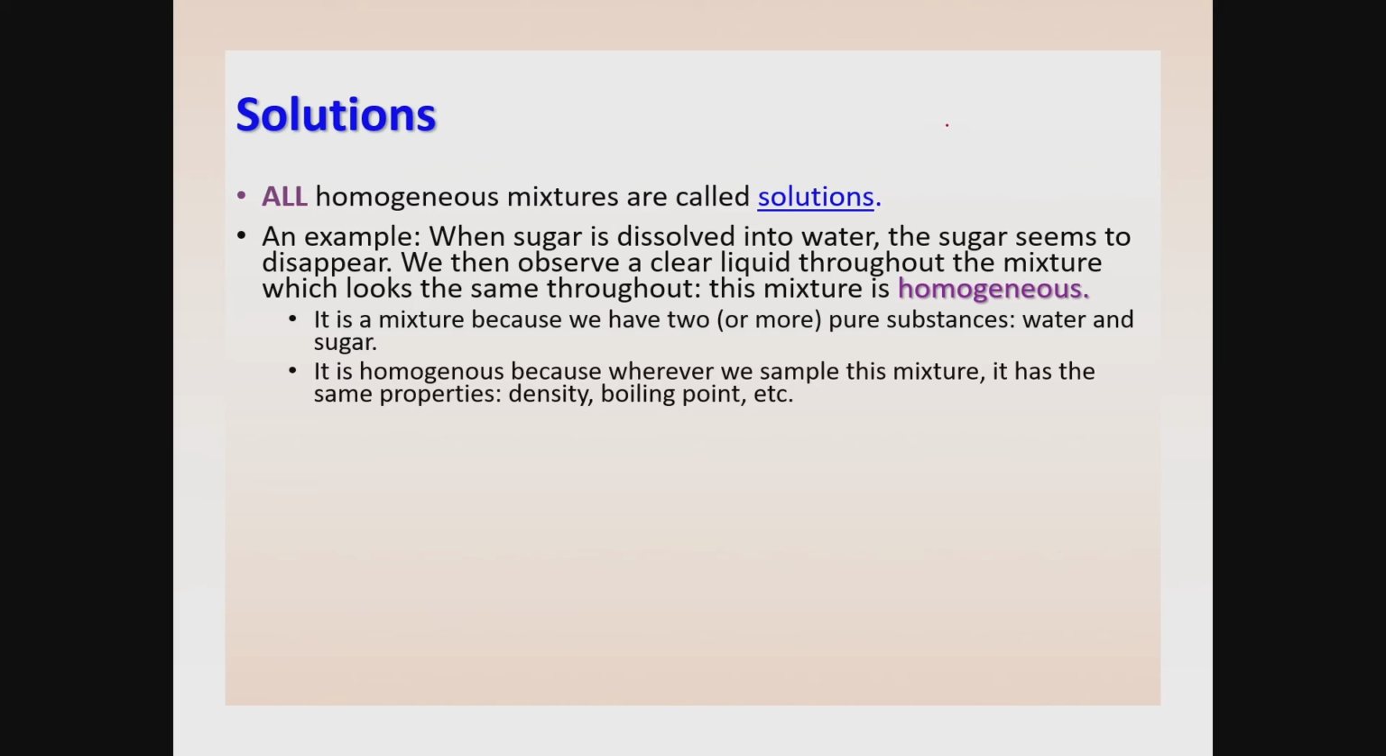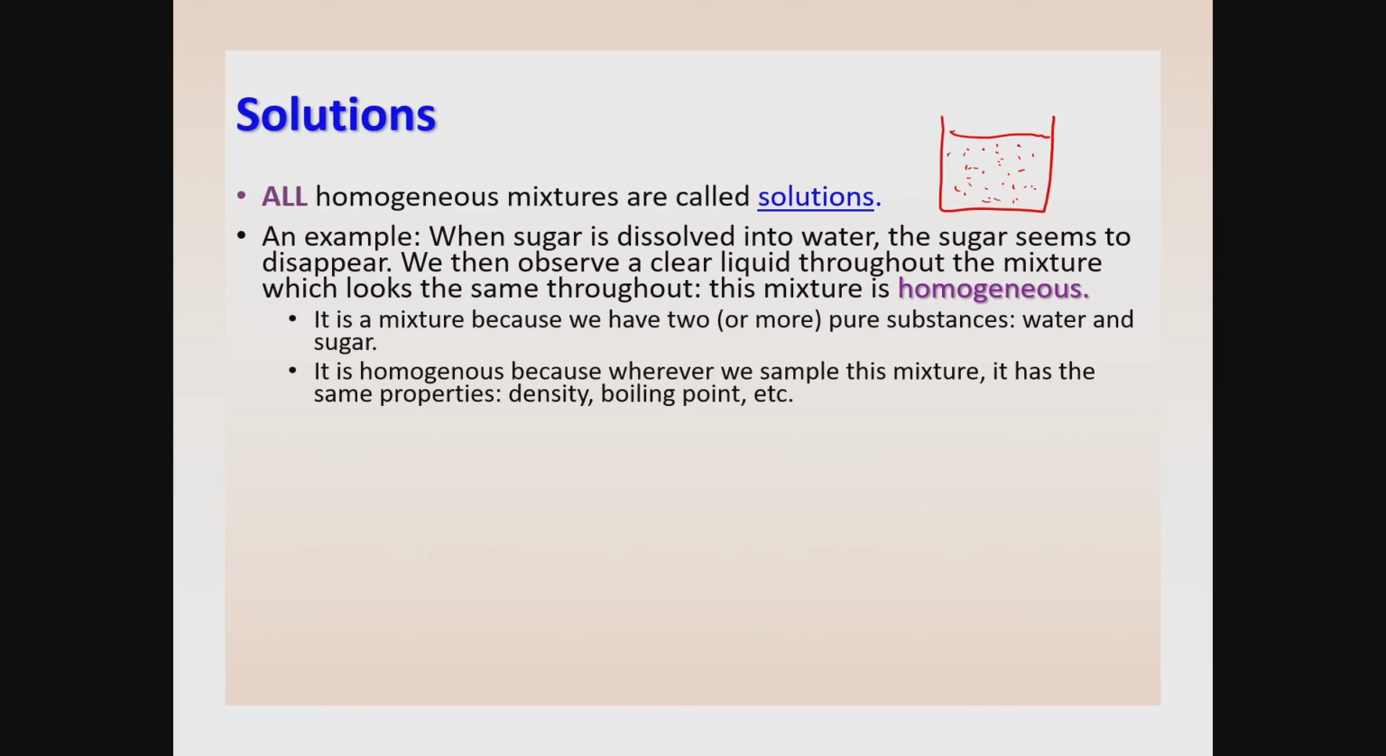So let me explain that a little bit. Imagine here we have a container, and in this container is water, and you have dissolved some sugar in it. Just to remind myself that there is sugar dissolved in the water, I'm going to put little dots here to remind myself that this is a homogeneous mixture, or a solution, of sugar and water.